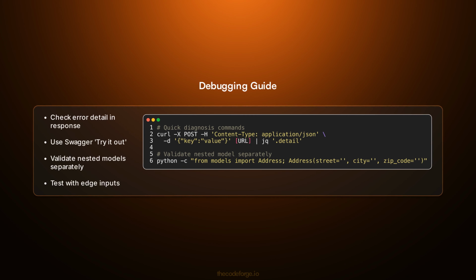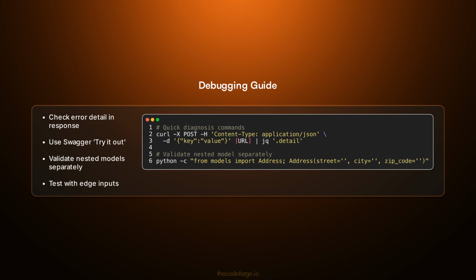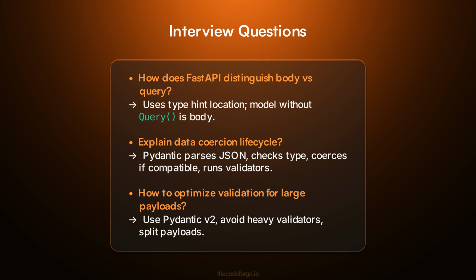When you get a 422 error, check the detail field. Use Swagger to generate valid examples. Validate nested models in isolation to find the issue. Let's run through some common interview questions.